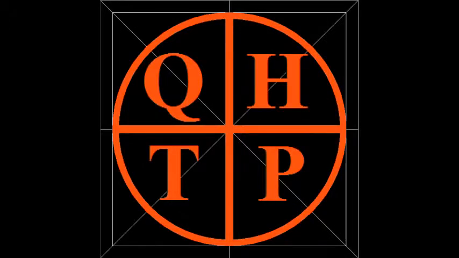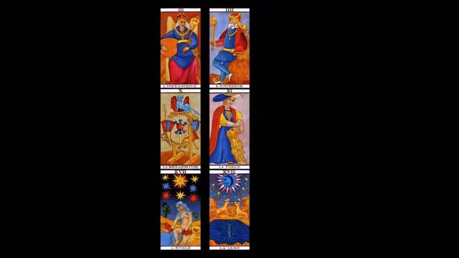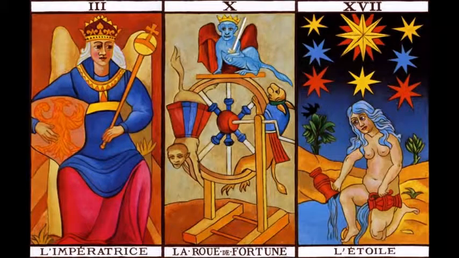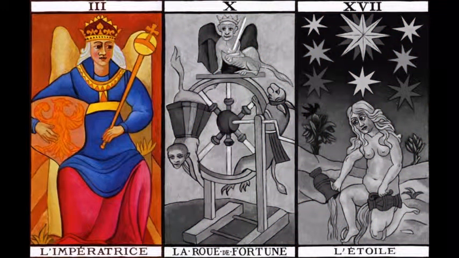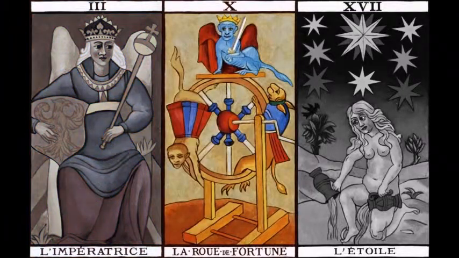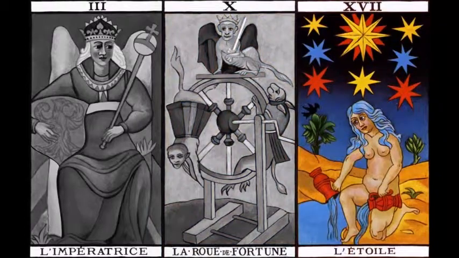The 3rd column of cards in our tarot grid of 3 rows and 7 columns, the column that aligns with Harry Potter and the Prisoner of Azkaban, has card number 3, the Empress, at the top, the Wheel of Fortune, card number 10, in the center, and the Star, card number 17, at the bottom of the column.